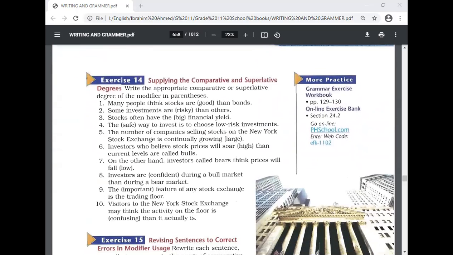Exercise 14. Write the appropriate comparative or superlative degree of the modifier in parentheses. Number one, many people think stocks are, of course, good, will become better than bonds. Number two, some investments are riskier than others. Number three, stocks often have the biggest, biggest.